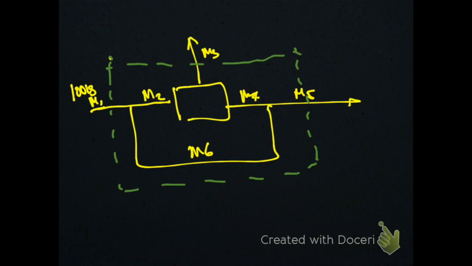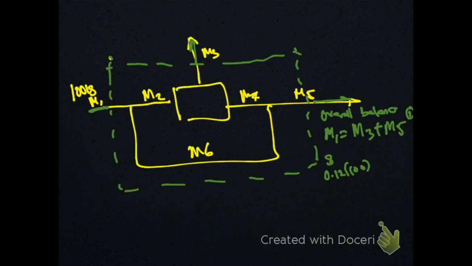So the overall balance here is M1 equals M3 plus M5. That is one overall balance, which is for the overall boundary. We do it for the overall boundary because we only want to concentrate on this point, as well as this point. So we have one equation, the overall balance, and then we have another equation which is for the solid of the orange. So we have 0.12 multiplied with 100 equals to 0 plus 0.42 here.